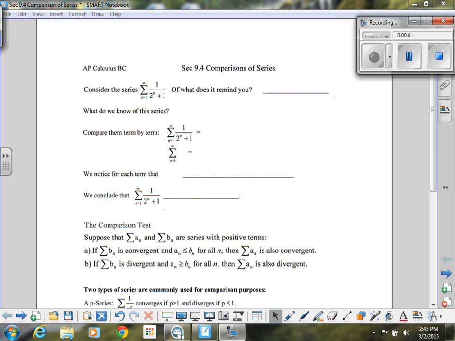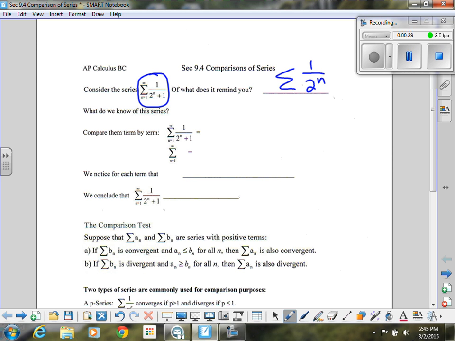Okay guys, in 9.4 we're going to look at some tests that compare one series to another. This is very useful when we have a series that kind of looks like something that we're used to but not quite, and we can compare it to something more familiar. So for example, this series right here, the 1 over 2 to the n plus 1, it kind of reminds us of the series of 1 over 2 to the n. It kind of looks like that except for this plus 1 part.